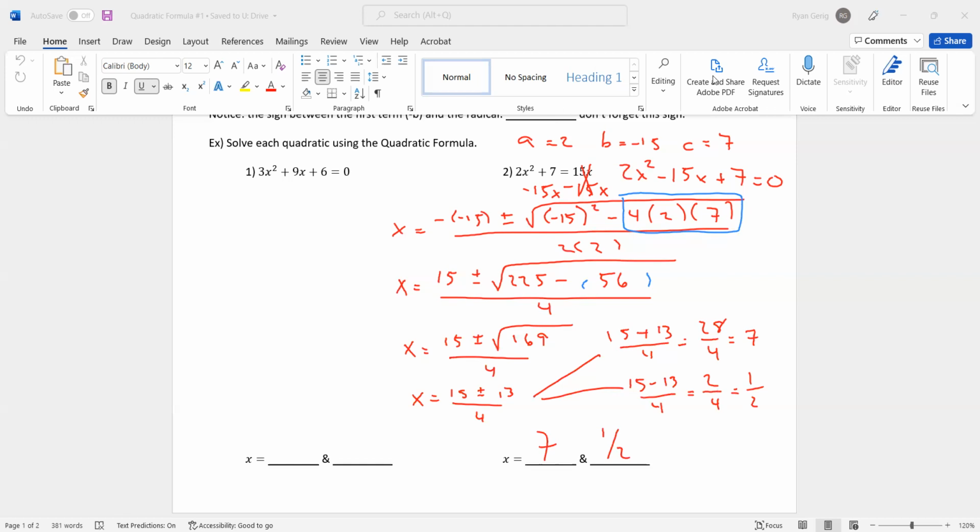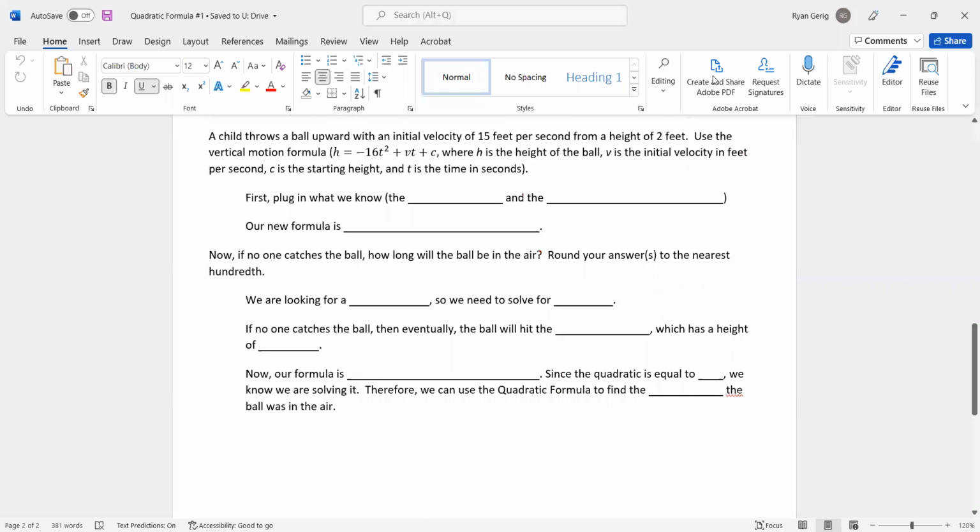Word problems. A child throws a ball. By the way, these are not that hard. Okay. A child throws a ball upward with an initial velocity of 15 feet per second from a height of 2 feet. Use the vertical motion formula, which you will get used to. And it's going to be given to you. It's not like you have to memorize that either. H equals -16t squared plus vt plus c. There's 4 variables in there.